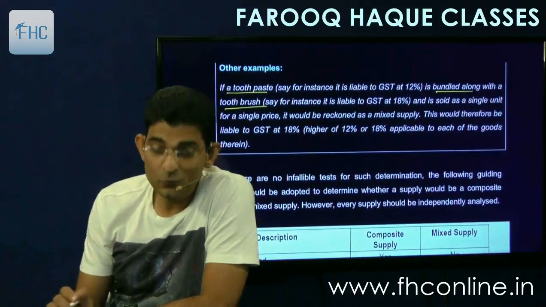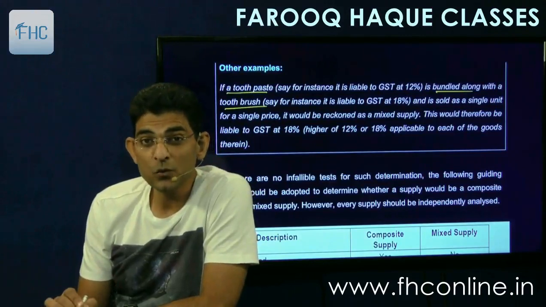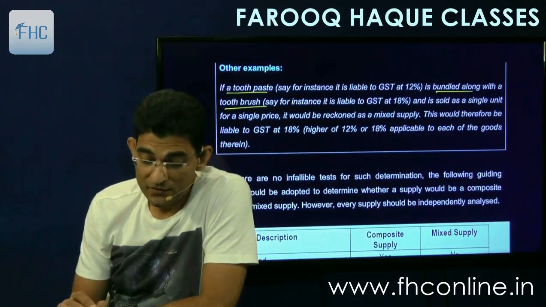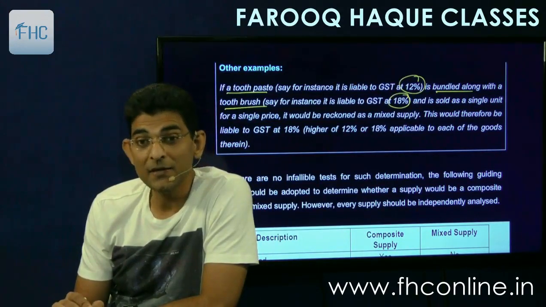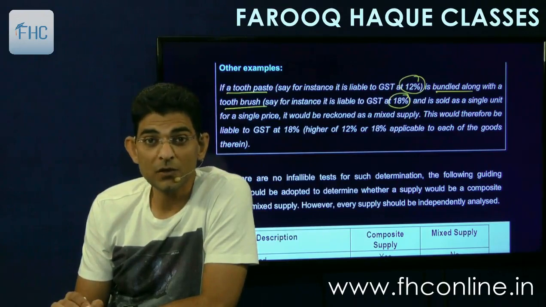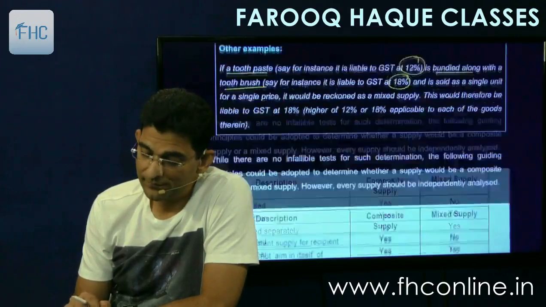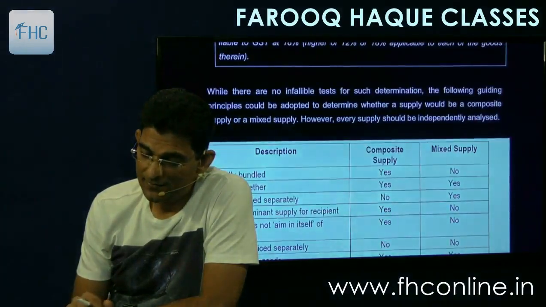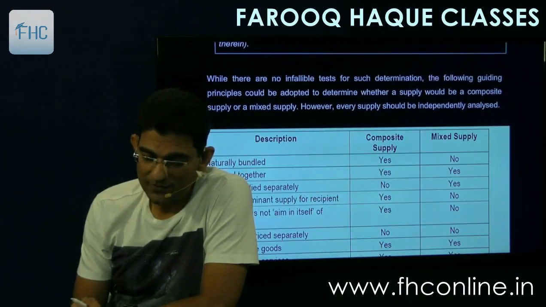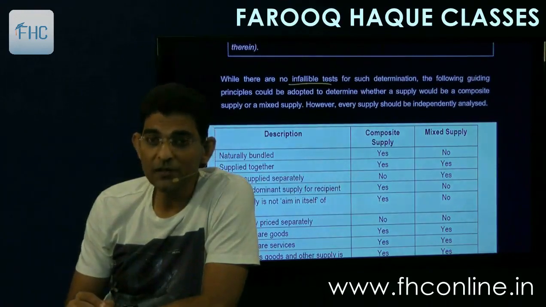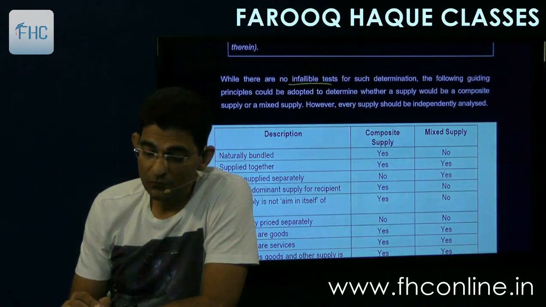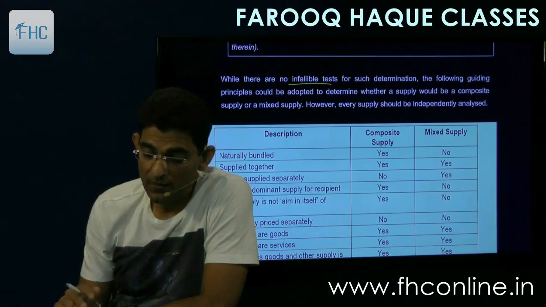So in this case, toothpaste and toothbrush are two different things. If they are put together and sold at a common price, then we will apply the highest rate. So paste is at 12% and brush is 18%, so we'll apply 18% to the total value. And further in the discussion it is given that while there are no infallible tests, means there is no clear test for such determination, the following guiding principle should be adopted to determine whether a supply is composite or mixed. However, every supply should be independently analyzed.